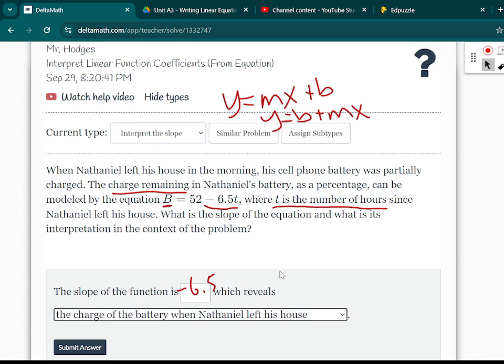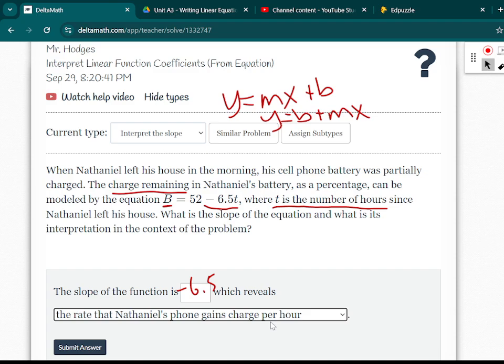So could be the charge of battery when Nathaniel left his house. I mean, maybe, but if we're attached to the variable, if we are related to the number of hours, it's probably going to be something different because that was our flat fee. That's the thing that doesn't change regardless of how many hours. Doesn't matter how many hours he's been away, what percentage it was at when he left is going to stay the same. So it's probably not that one.